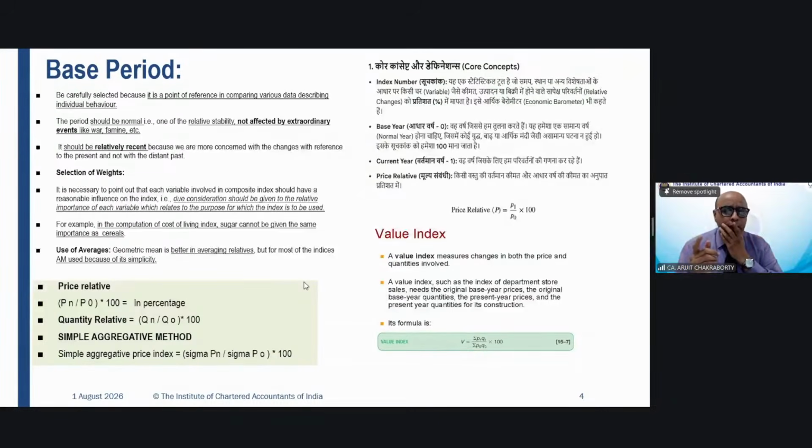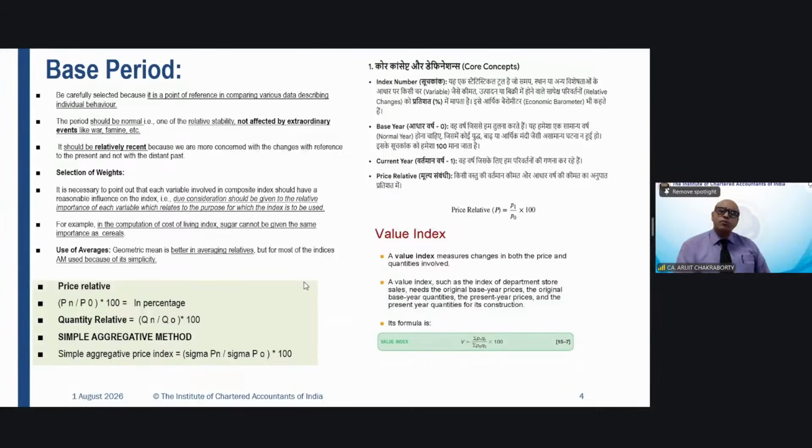They want to find out what the value is, say for example, the total revenue I'm getting this year versus the total value which I received maybe in 2015. Let's take 2015 as the base year. That means this year, what is the value the departmental store is earning in terms of revenue?